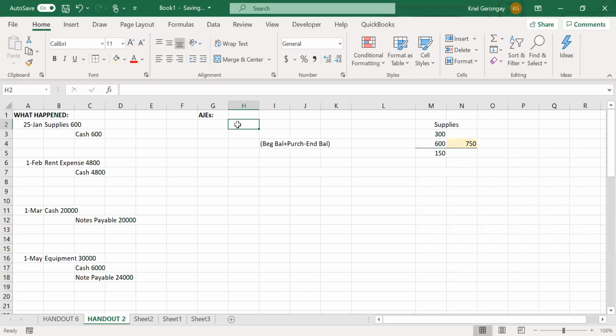Does anyone have any questions on that? Please also reply in the chat box. No questions, okay. So for our AJE, it will be a debit to supplies expense of 750, and then a credit to supplies of 750.